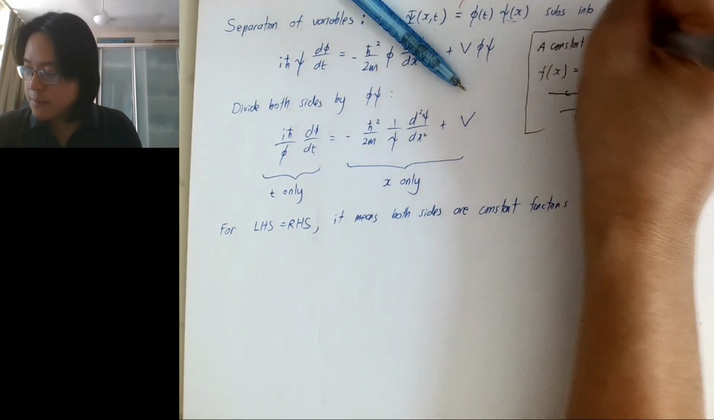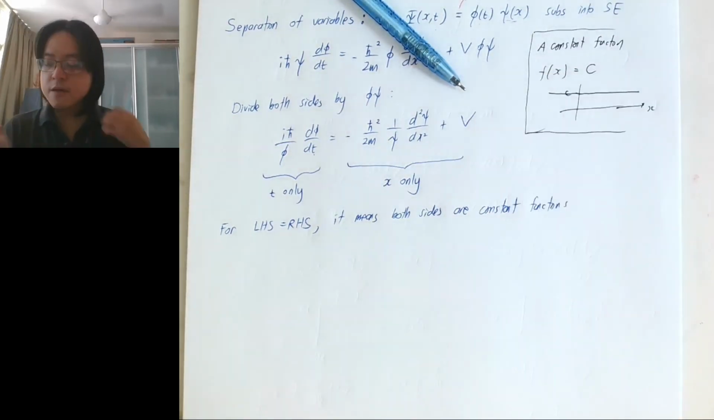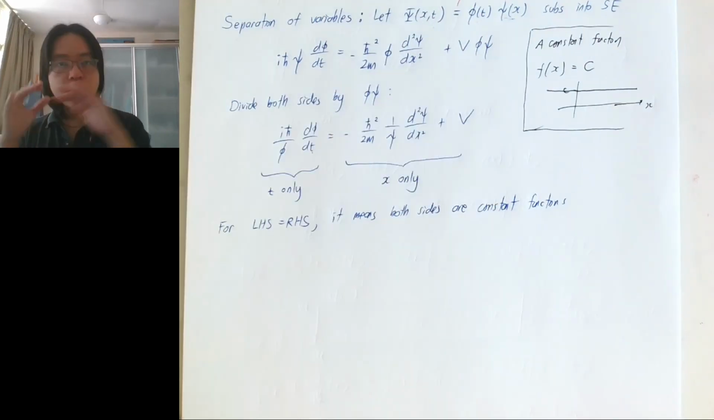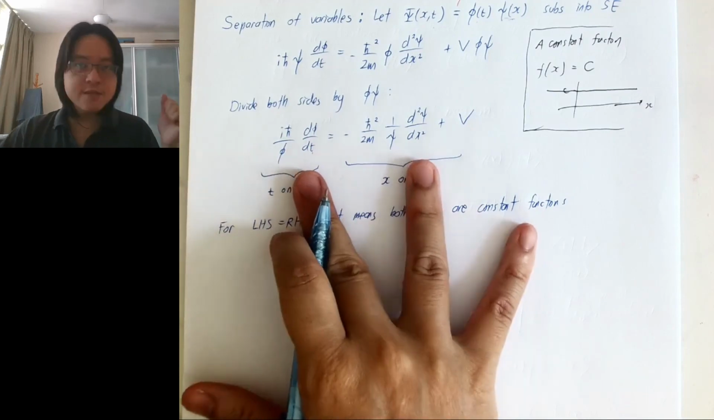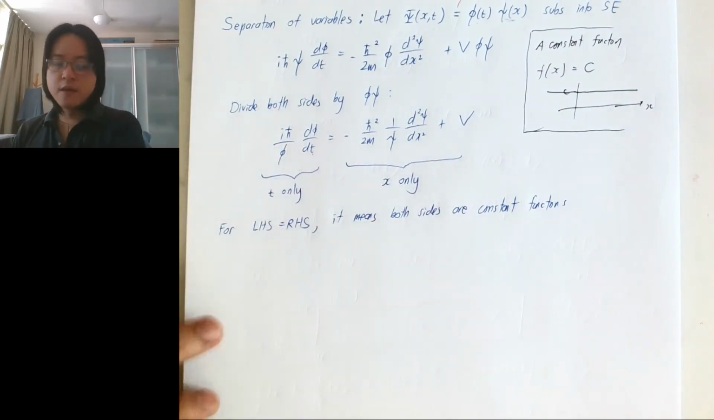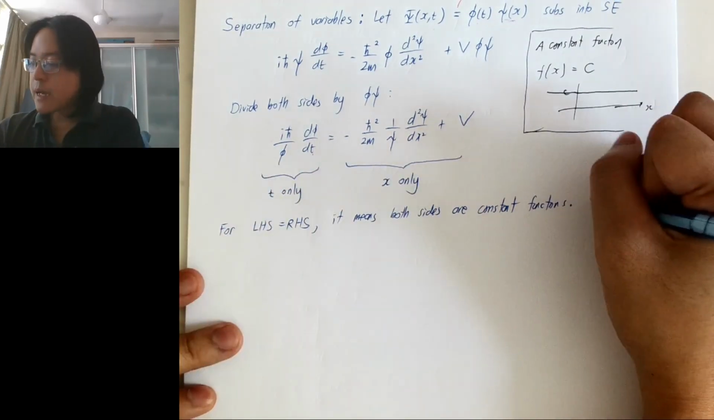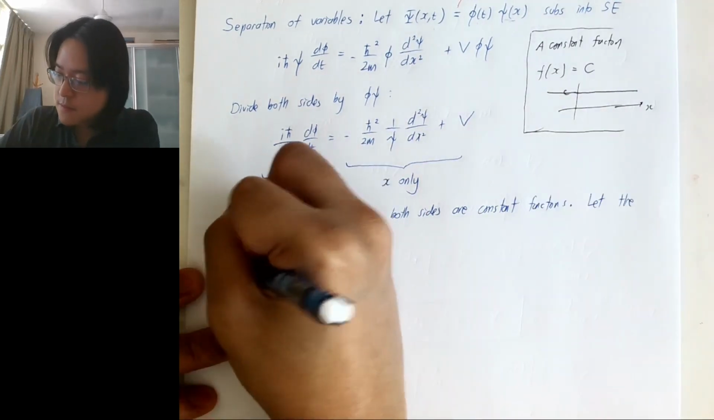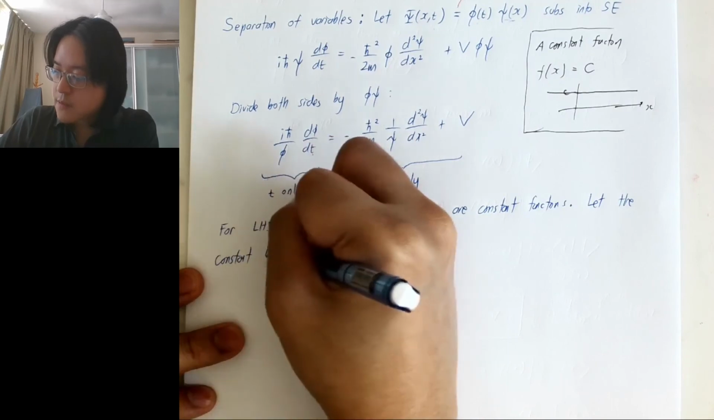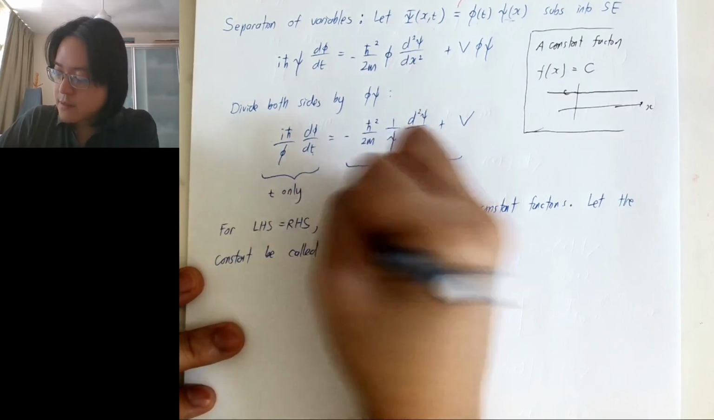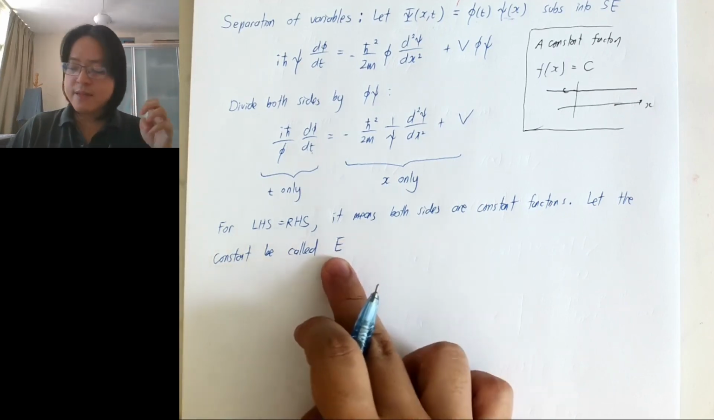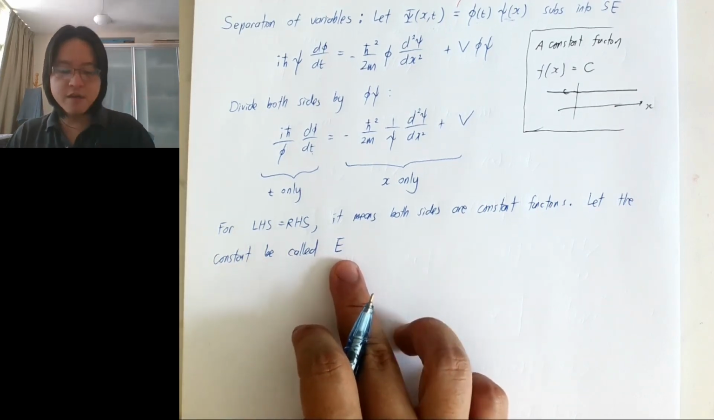So you know what I'm talking about, right? They are both equal to a constant function. So that means these two happen to be equal to the same constant, so the left hand side equals the right hand side. I'm going to let the constant be called E, because we already know the spoiler that E is going to be the energy of the system.